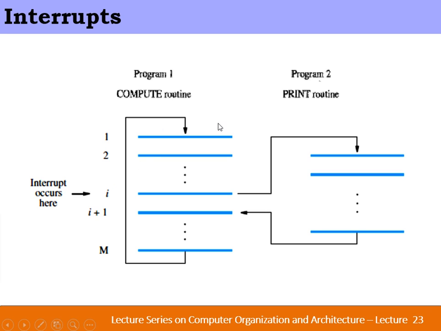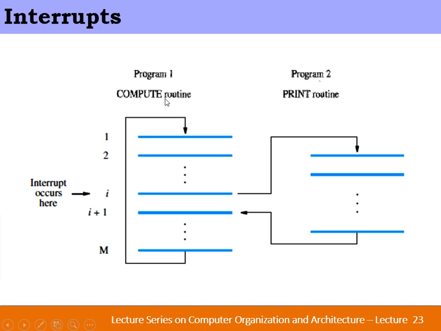Here we will consider the compute routine as the main program and the print routine as the ISR. So compute routine, program number 1, acts as the main program. Program number 2, print routine, acts as an ISR. The printer is an IO device, so whenever the printer becomes ready, it is going to interrupt the main program.